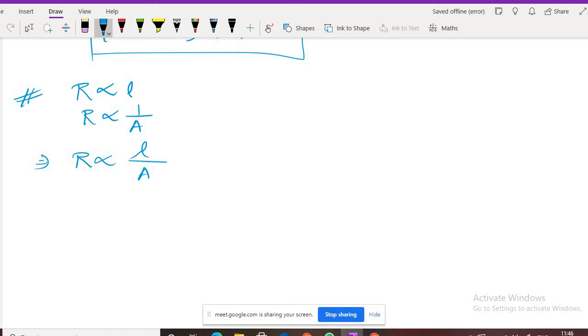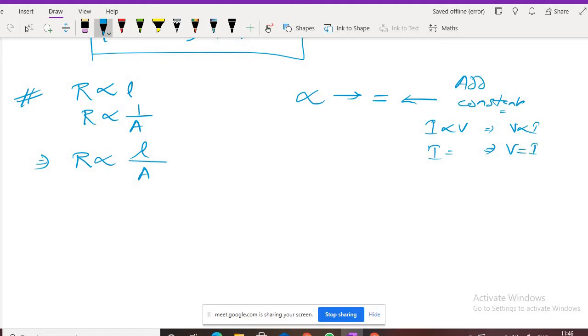But here you can never do a numerical with this proportional sign. So you need to change this proportional sign into an equals to sign. To do that, you have to add a constant. In Ohm's law also we have seen, V is proportional to I, and then we wrote V is equals to I into R. So R is the constant. Similarly, here R is equals to one constant I will add, that is rho, rho into L by A.